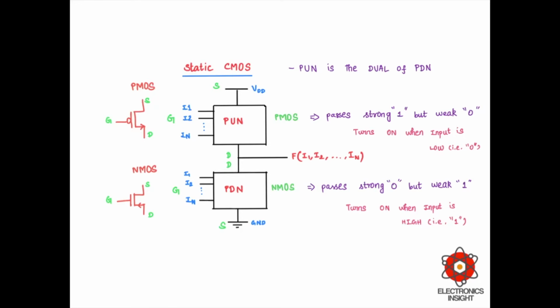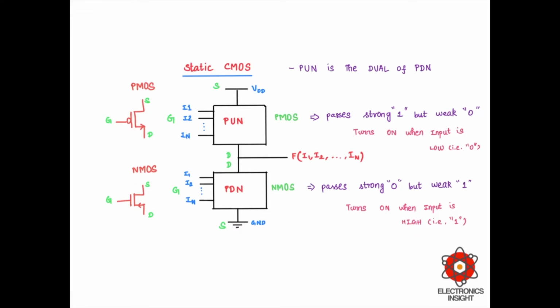CMOS stands for complementary metal oxide semiconductor. In general, a CMOS logic gate has a PMOS pull-up network and an NMOS pull-down network. PMOS and NMOS are simple MOS transistors. A MOS transistor in general has four terminals, which are source, gate, drain, and bulk or body or substrate terminal. Neglecting the body effect, we have considered the three major terminals as source, gate, and drain.